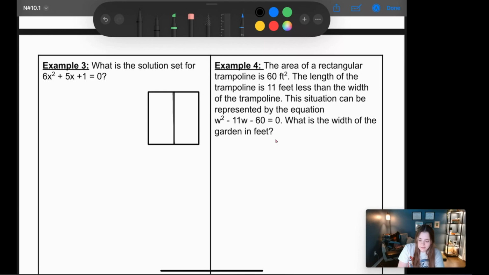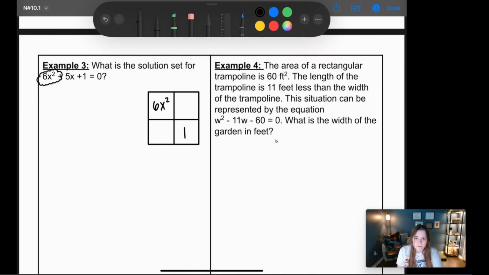But this one's a little bit different. Can you tell me why this one's a little bit different? What is different about it? That leading coefficient is not 1, it's 6, right? So that changes things a little bit. I still know that this needs to be 6x squared, okay? And I still know that this needs to be 1.